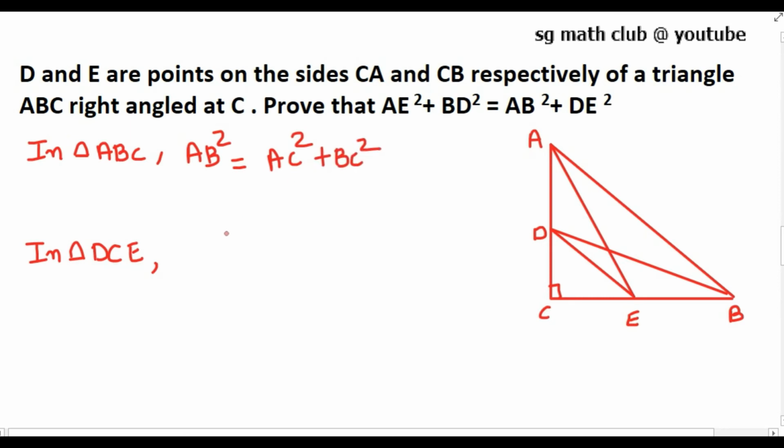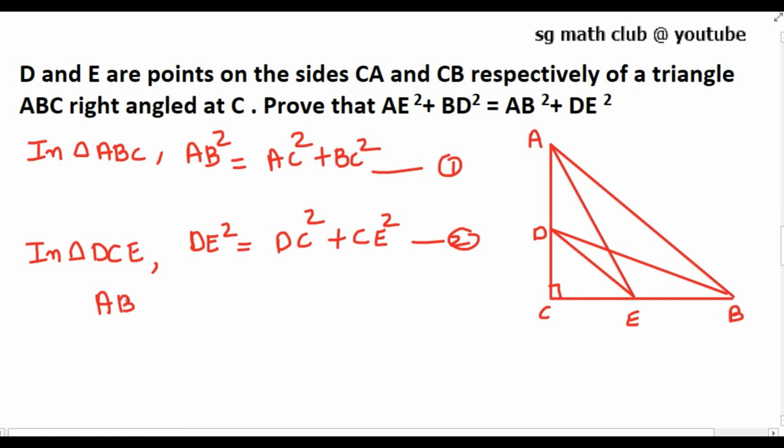Again, from the triangle DCE, I know that DE is the hypotenuse because the side opposite the right angle is the hypotenuse. By Pythagoras theorem, I can write DC square plus CE square. Now let this be equation number 1 and this be equation number 2. Now I am going to add the first equation and the second equation. So I have AB square plus DE square is equal to AC square plus BC square plus DC square plus CE square. Left side and right side I have added and written separately.